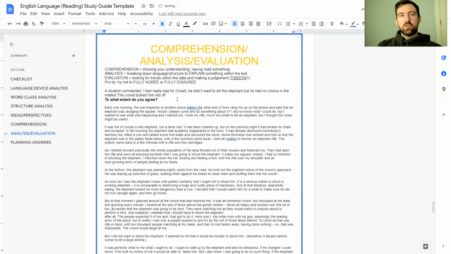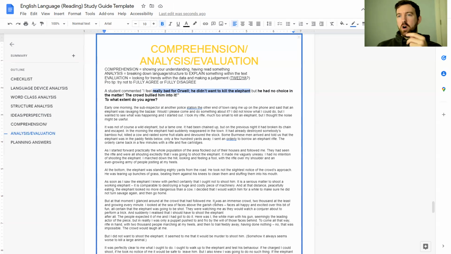If you're doing other exam boards, this will be one of the larger questions, or very similar to one of the larger questions. Now here we have 2 things that we have to agree or disagree with. So with the same as every other question, the most important thing to start with is looking at the question, working out what you're answering. So I feel bad for Orwell. He didn't want to kill the elephant. He had no choice in the matter. The crowd bullied him into it. So that's the first bit: I feel bad for him and he didn't want to kill the elephant. He had no choice, the crowd bullied him. That's the second bit.